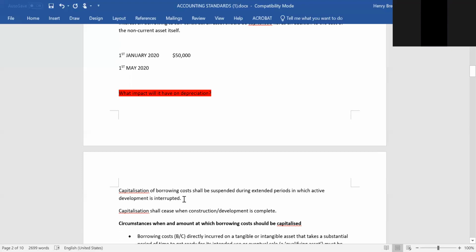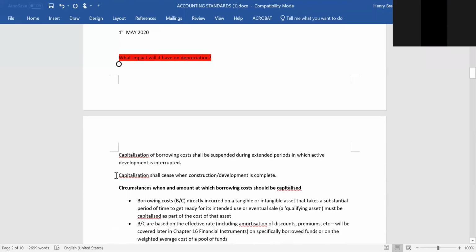Capitalization of borrowing costs shall be suspended during extended periods in which active development is interrupted. So as a result of you capitalizing it, when there's an extended period of suspension of the construction of the asset, then we are supposed to cease capitalization. Capitalization shall cease when construction or development is complete. So at the point where you have completed the construction of the asset, you no longer capitalize that interest cost. So I can highlight that in yellow.